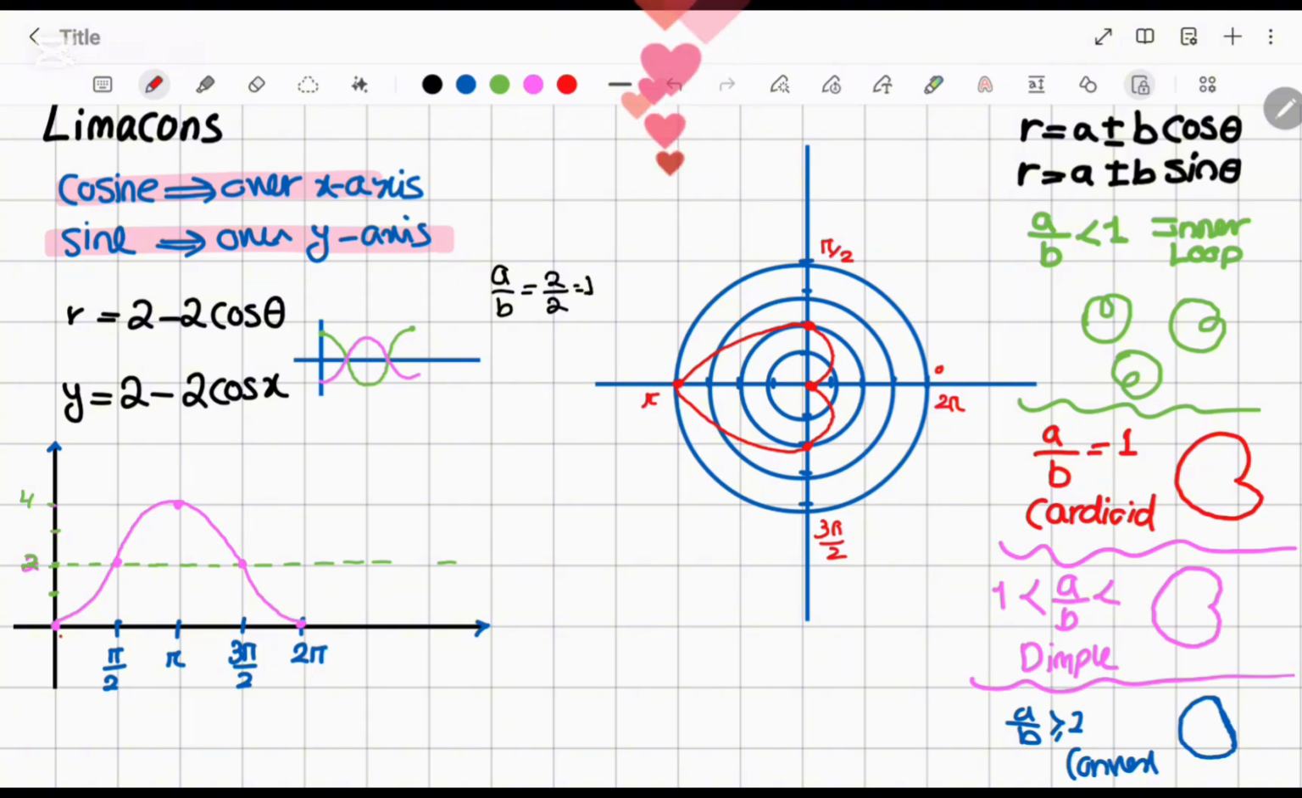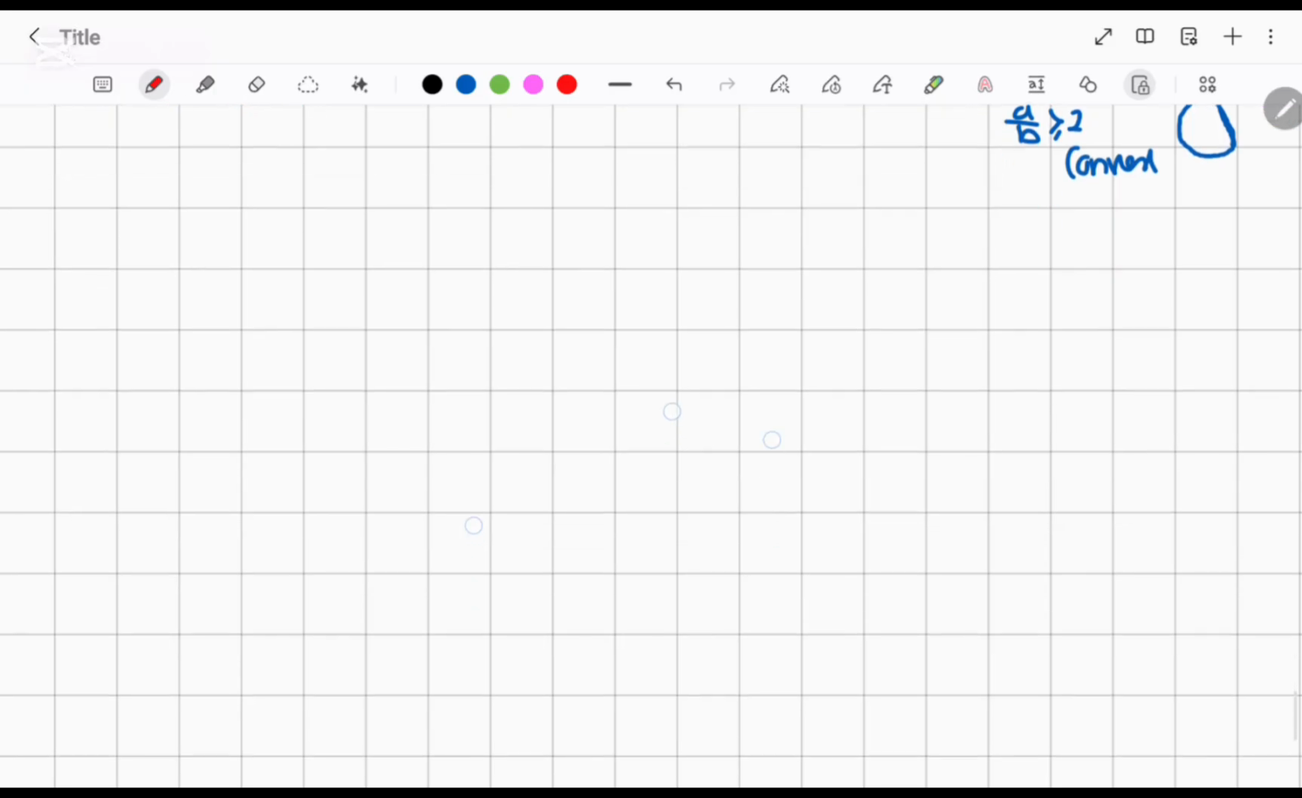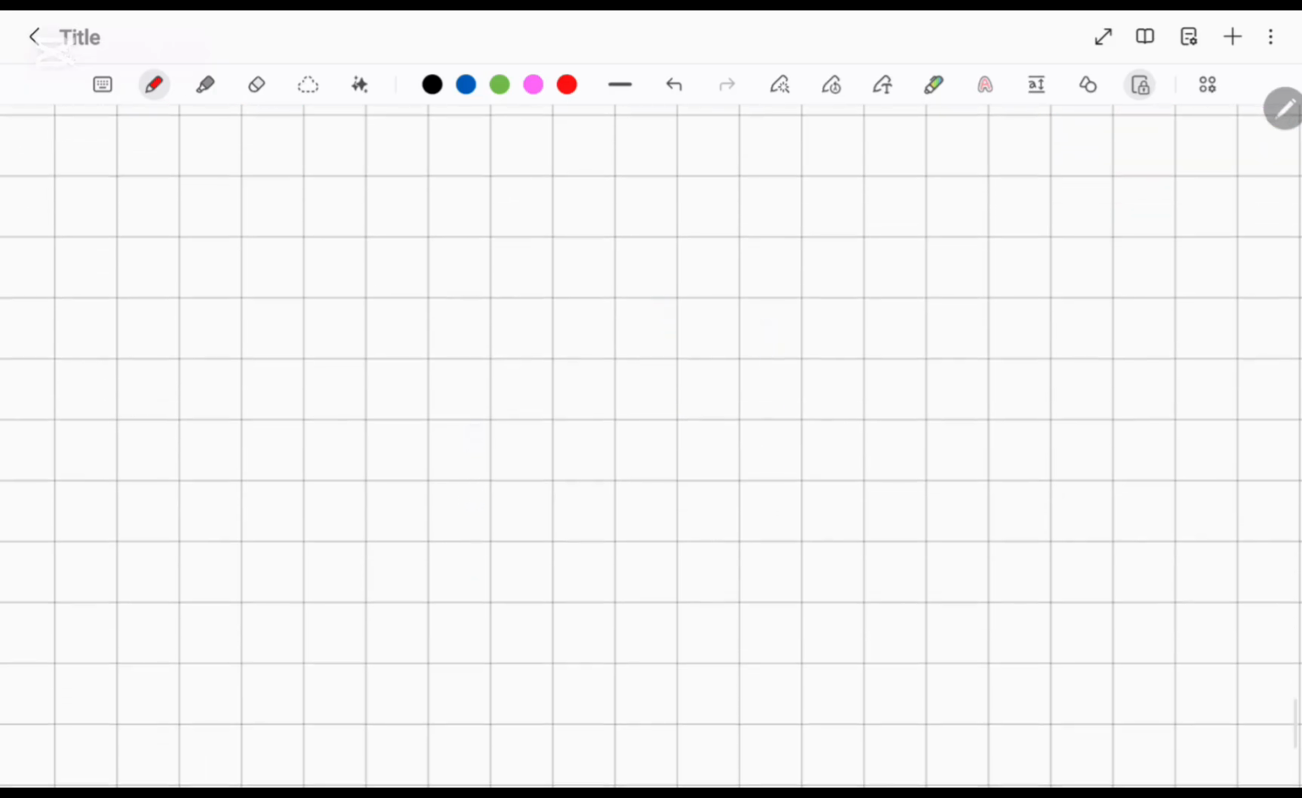Okay, so let's go for our next example. Look at this beautiful shaped heart. Our next example is going to be R is equal to 4 minus cosine theta. For this, the midline is 4, of course, and the maximum is going to be 5.